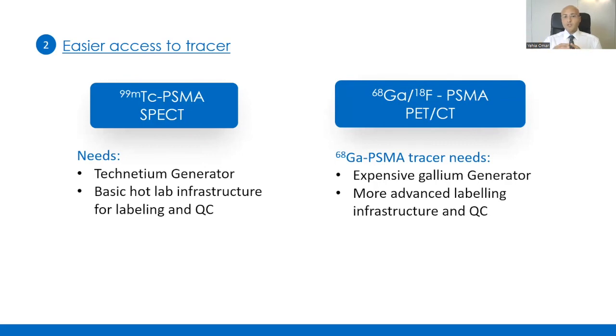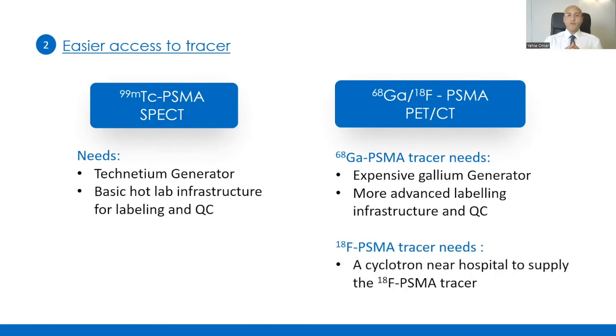Now for the gallium, we need a more expensive gallium generator and, of course, a more advanced labeling procedure and QC compared to technetium. And to have a fluorinated PSMA tracer, of course, you need to have a cyclotron, whether in the hospital or nearby, that is going to supply your department with fluorinated PSMA tracer. And that makes technetium PSMA solve a lot of the hassle and trouble for the Nuclear Medicine Society as well as for the patients.